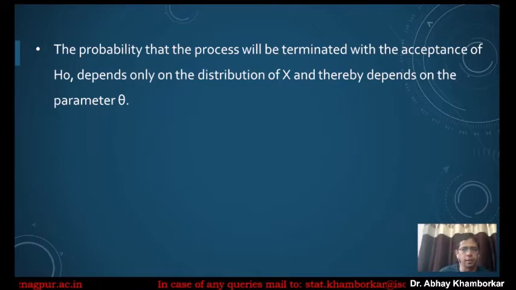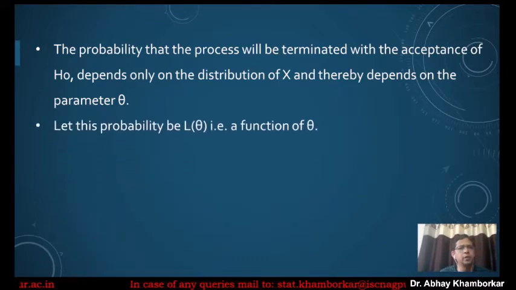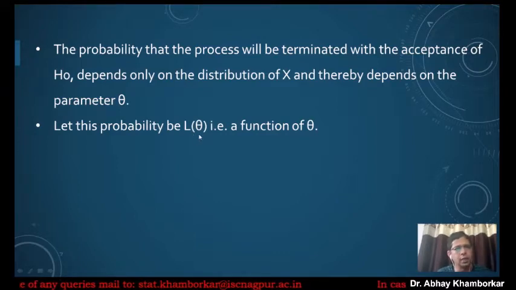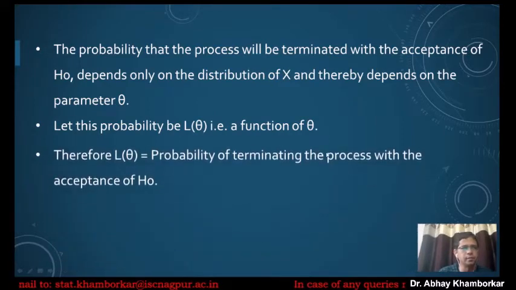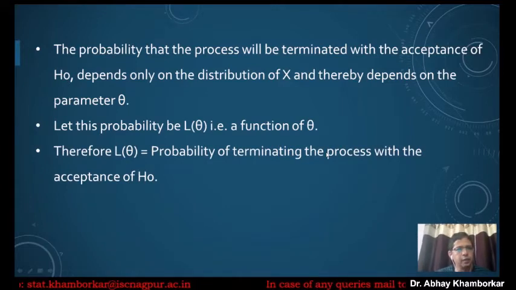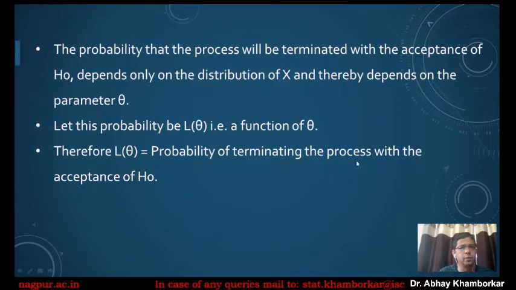And therefore generally we denote this OC function by L of theta, because as I said, it's a function of the parameter theta. So the OC function, that is L of theta, is a function of theta. Therefore L of theta is nothing but the probability of terminating the process with the acceptance of H naught. So in the OC function, you have to write not just this, but the probability of terminating the process.